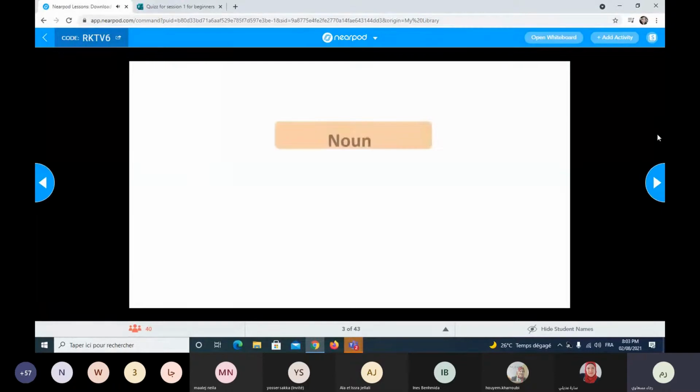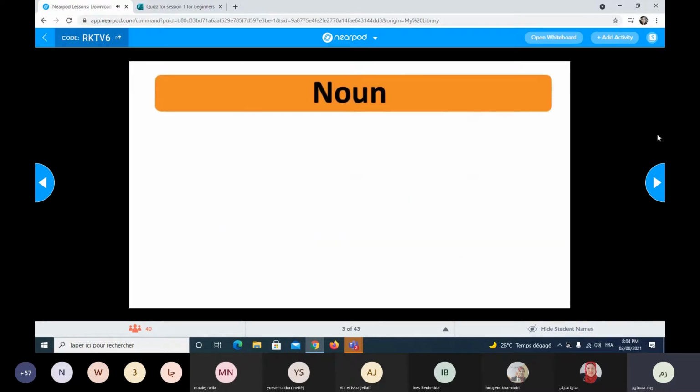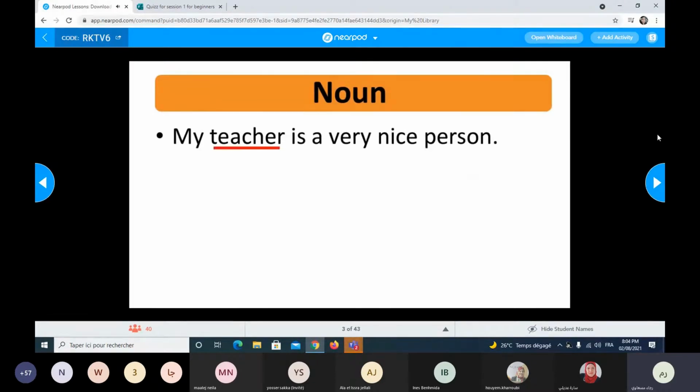Noun. A noun names a person, place, things or ideas. For example, house, teacher, cup, shop. My teacher is a very nice person. The noun in this sentence is teacher.